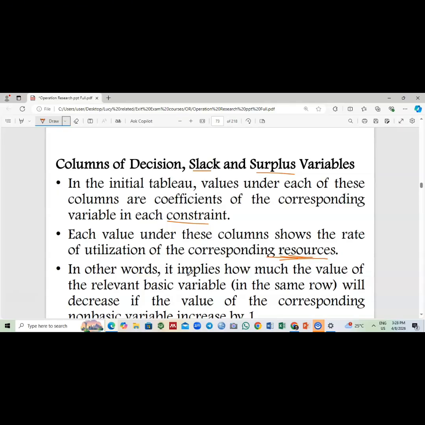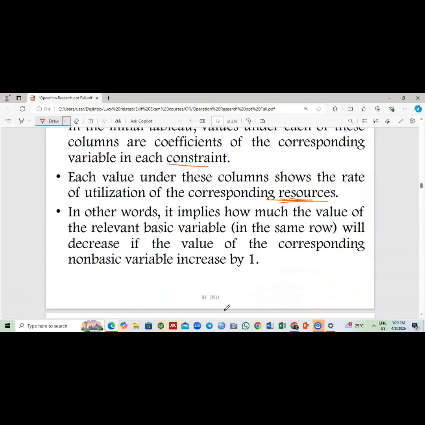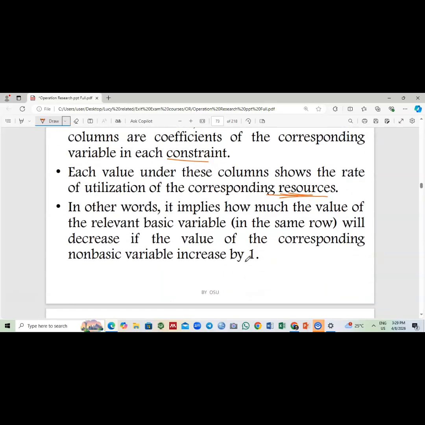In other words, it implies how much of the value of the relevant basic variable in the same row will decrease if the value of the corresponding non-basic variable is increased by 1.